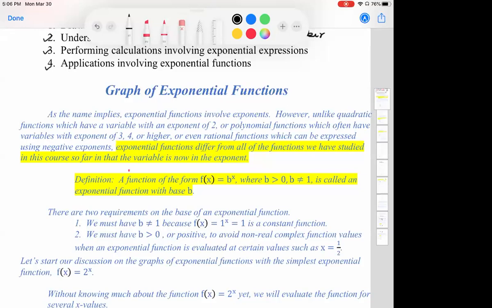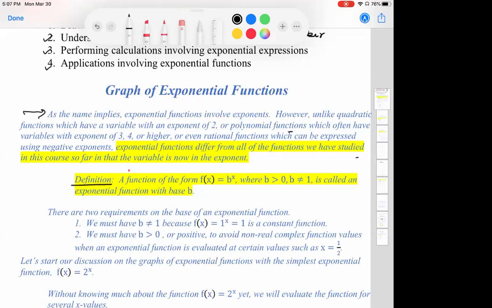Okay, so let's take a look and read this section. As the name implies, exponential functions involve exponents. However, unlike quadratic functions, which have a variable with an exponent of 2, or polynomial functions, which often have variables with exponents of 3 or 4 or higher, or even rational functions, which can be expressed as negative exponents, exponential functions differ from all functions we have studied in this course so far, in that the variable is now the exponent. So this is a definition.